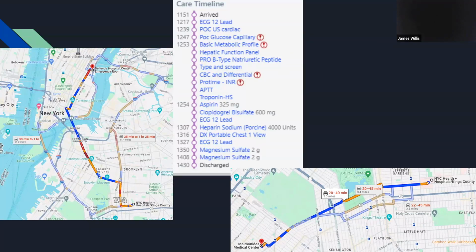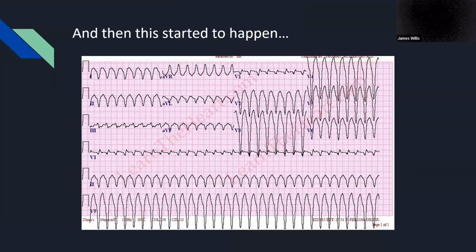So initially we called Bellevue to get this patient over there for PCI, and you can see it takes about, at 1 o'clock in the afternoon, anywhere from 55 minutes to an hour and a half. And so this patient was going into VTAC, their EKG was showing STE changes, and so we called Maimonides to try to arrange transfer there. And then this started to happen, right?